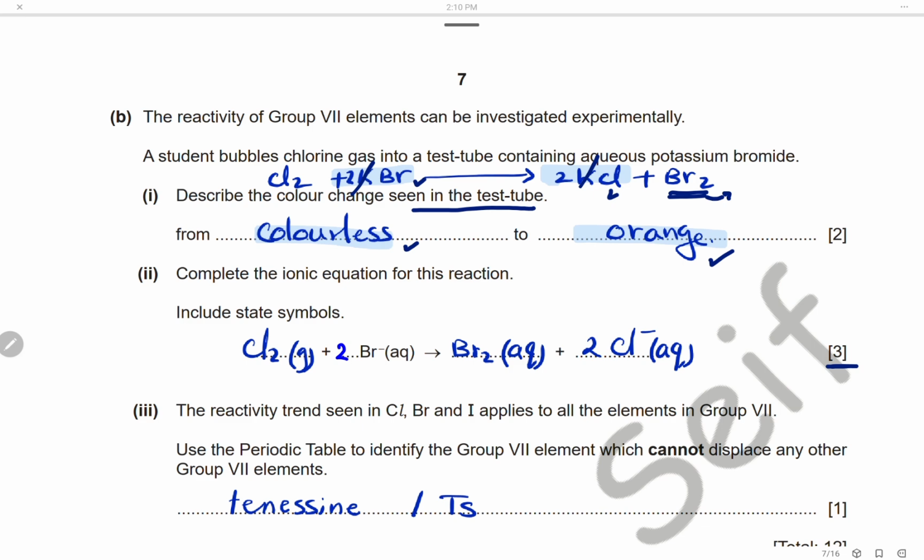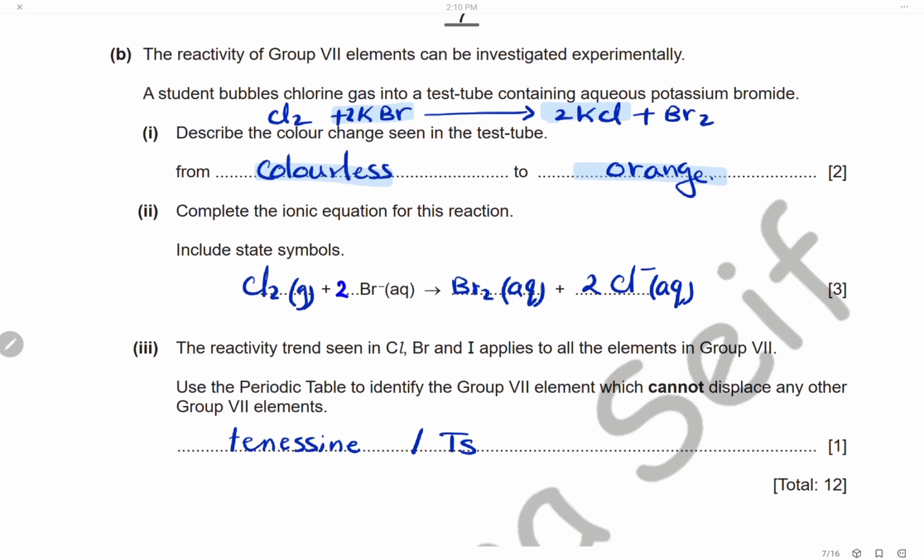Then we will rewrite the equation. Cl2 is a gas. We have 2 bromide ions with a charge of -1, which are aqueous. And the products formed are bromine water, Br2, which is aqueous, and 2 chloride ions with a negative charge, which are also aqueous.